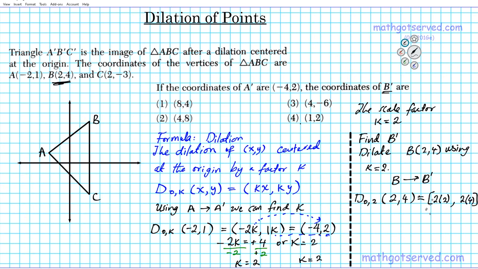If you simplify it, we're going to get the point B prime. Point B prime is going to be 2 times 2, 4, and 2 times 4, 8. So 4, 8 is the coordinate of point B prime when the original point B, 2, 4, is scaled by a factor of 2 about the origin. The answer to this question is option number 2. This is how you carry out dilation of points and also how to find the scale factor.